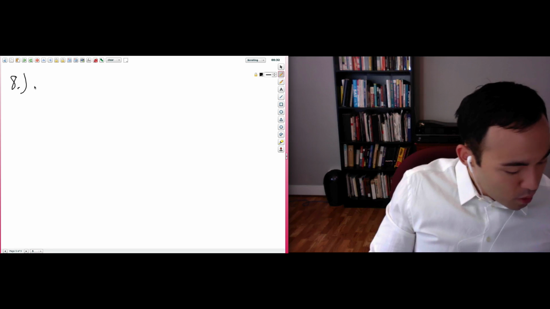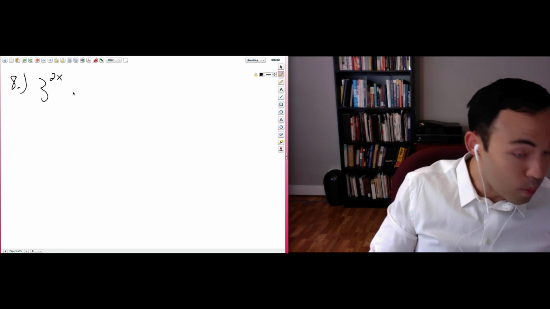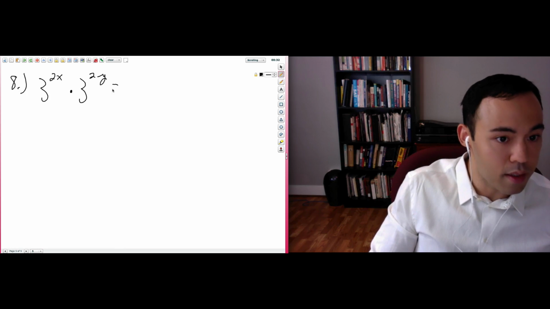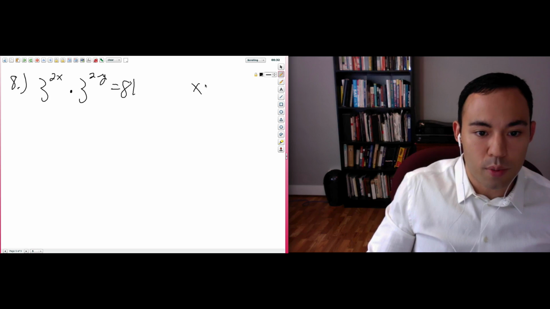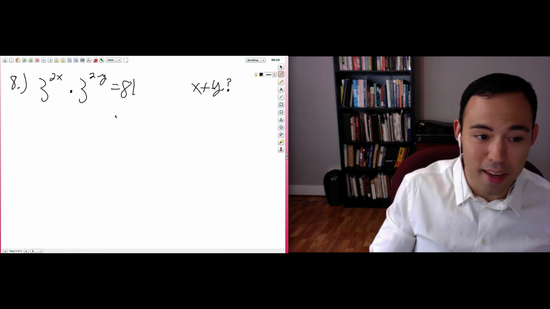If x and y are positive integers and 3 to the 2x multiplied by 3 to the 2y equals 81, what is the value of x plus y? Sorry for my bad handwriting there.